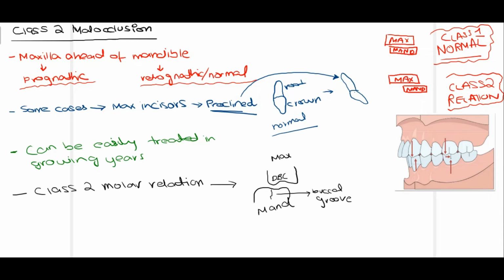Now, when we talk about the molar relation in class 2 malocclusion, there is class 2 molar relation. The normal class 1 molar relation is when the mesiobuccal cusp is occluding in the buccal groove of lower 6. But in class 2 molar relation, the distobuccal cusp is now occluding in the buccal groove because the maxilla has been placed forward. So these teeth also move in forward direction. So now the distobuccal cusp is occluding in the buccal groove, as you can see in this picture as well. You can see this distobuccal cusp is occluding in the buccal groove. So this is known as class 2 molar relation.